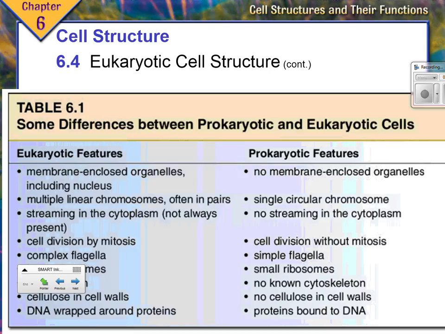You just saw that little animation that went over prokaryotic cells. I also want you guys to remember what it just went over too, that there's one circular chromosome in prokaryotes, whereas in eukaryotes they're linear. The DNA is in lines. They're often in pairs. I'm not going to worry about that so much right now. I'm not going to worry about the streaming stuff. We'll get to cell division later.